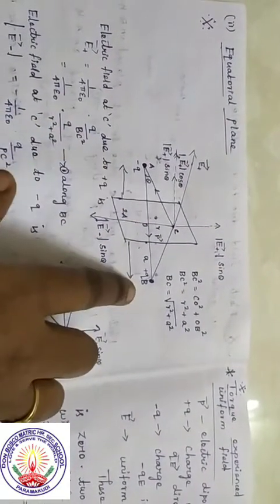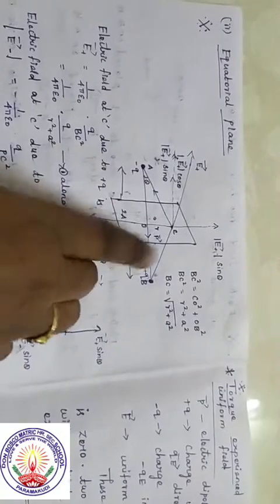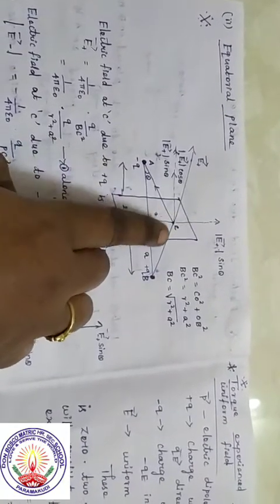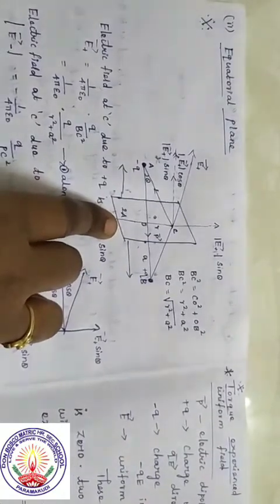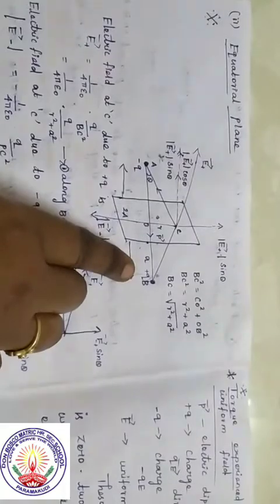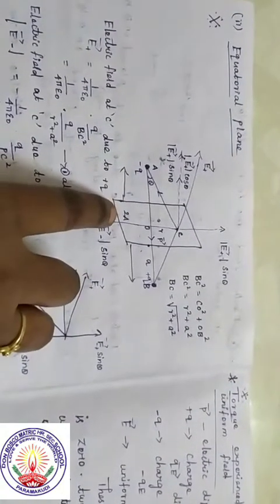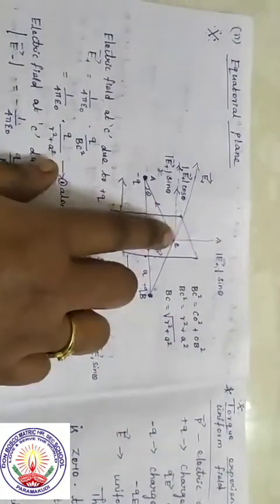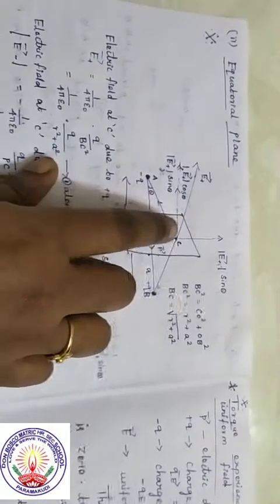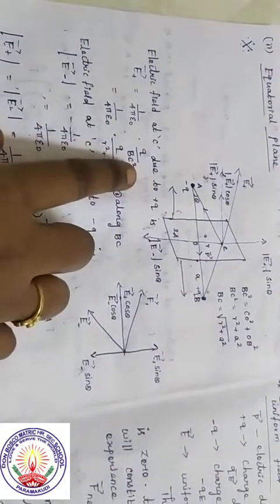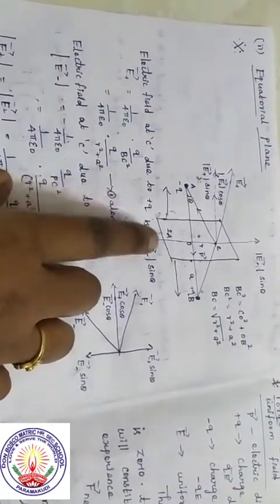So there are two charges A, B, and C is the point. This is the equatorial; the center point is the equatorial plane. Then we have to take two charges, plus Q and minus Q, separated by the distance 2A. Then we have to identify the component values. Then we have to calculate PC. So the electric field at point C due to the point charge is as usual.